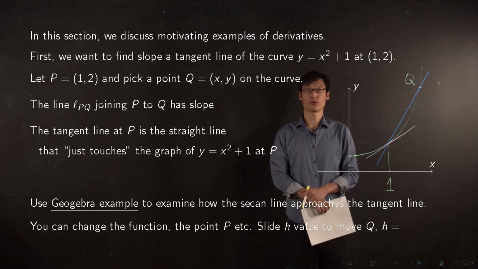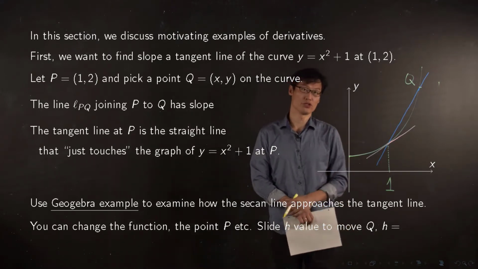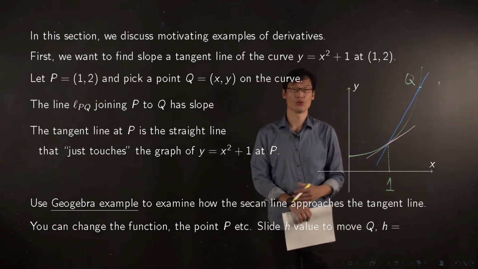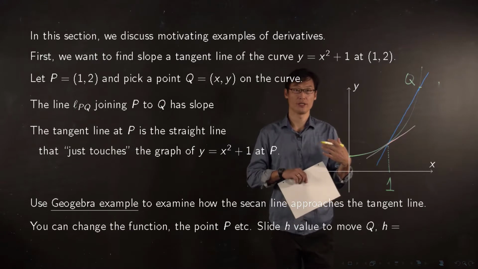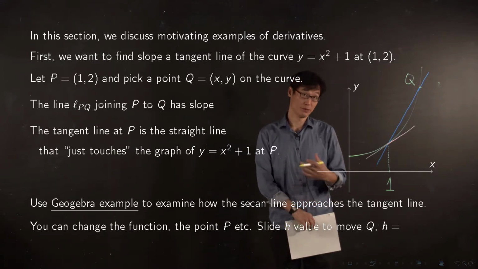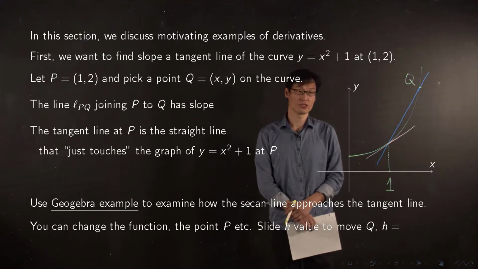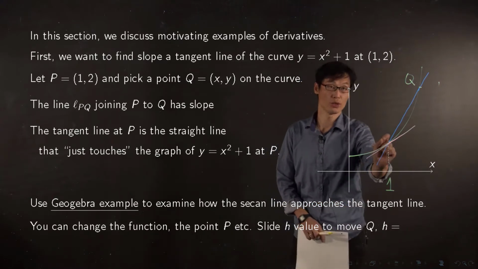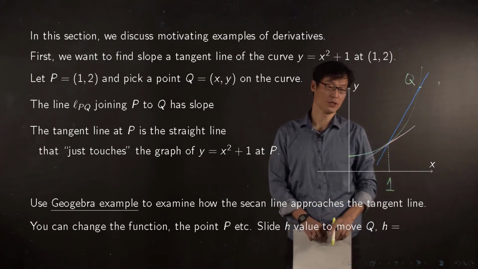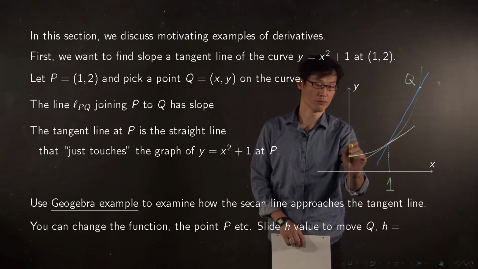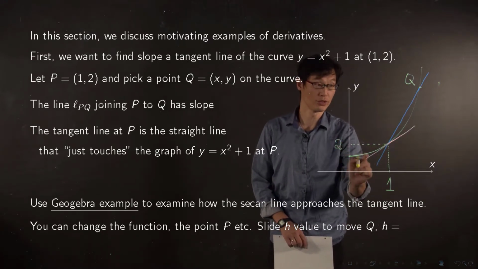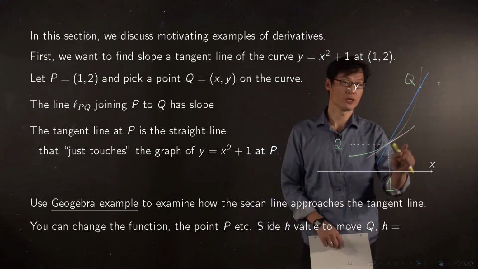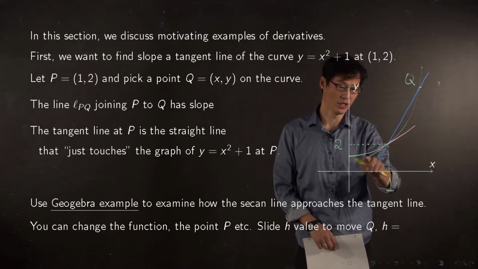Okay, in this section, we discuss some motivating examples of derivatives. Basically, we want to understand how to find the tangent line at a given point. Let me use this example. Our function is x squared plus 1, and let me pick this point (1, 2) on the curve y equals x squared plus 1. We are interested in this tangent line, the red one or pink one.